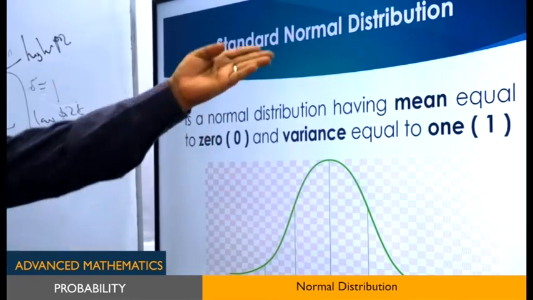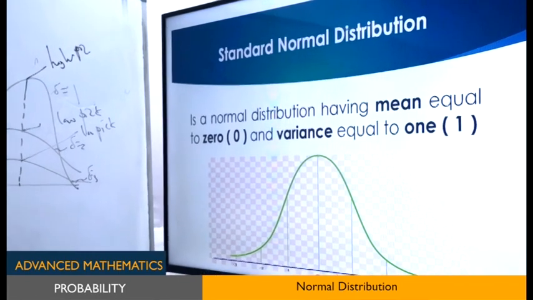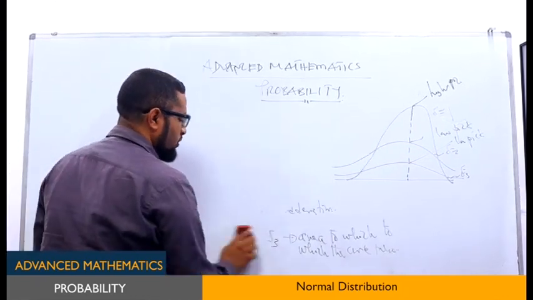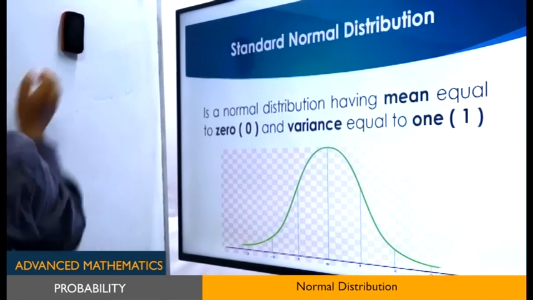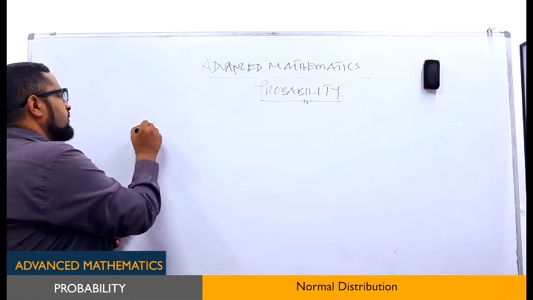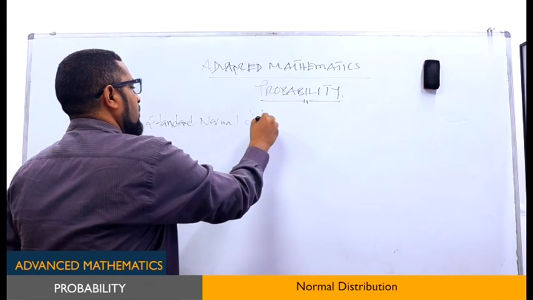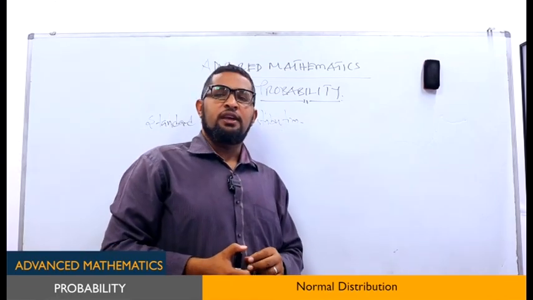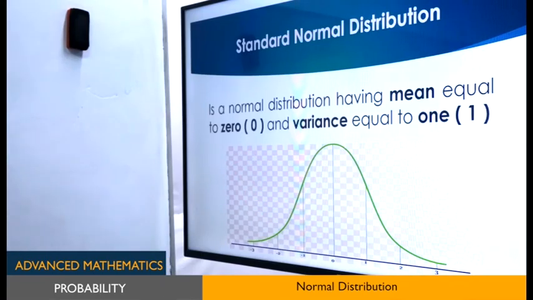But we have another thing. The one that we were discussing was normal distribution. But this one is standard normal distribution. When we say standard, we mean it is standard throughout. Now let's see. When we talk about standard normal distribution, what do we mean? For standard normal distribution, this is a normal distribution having mean equal to 0 and variance equal to 1.